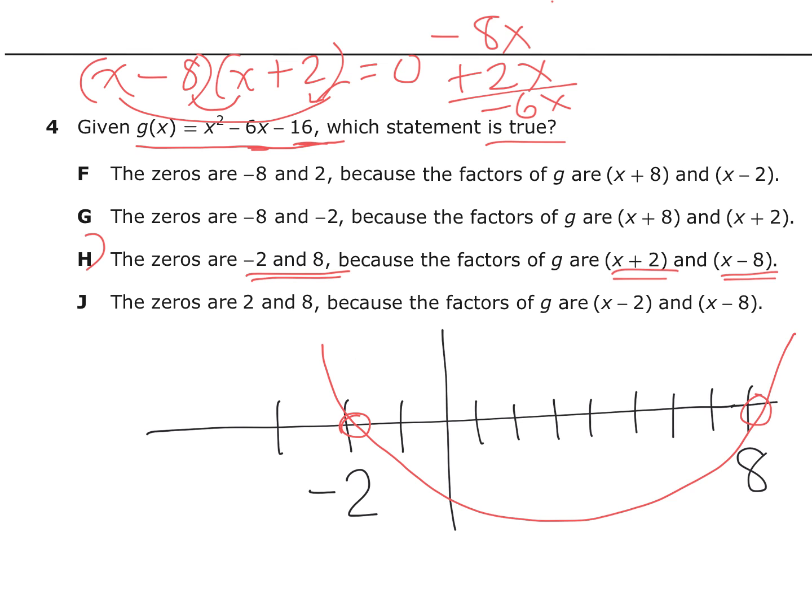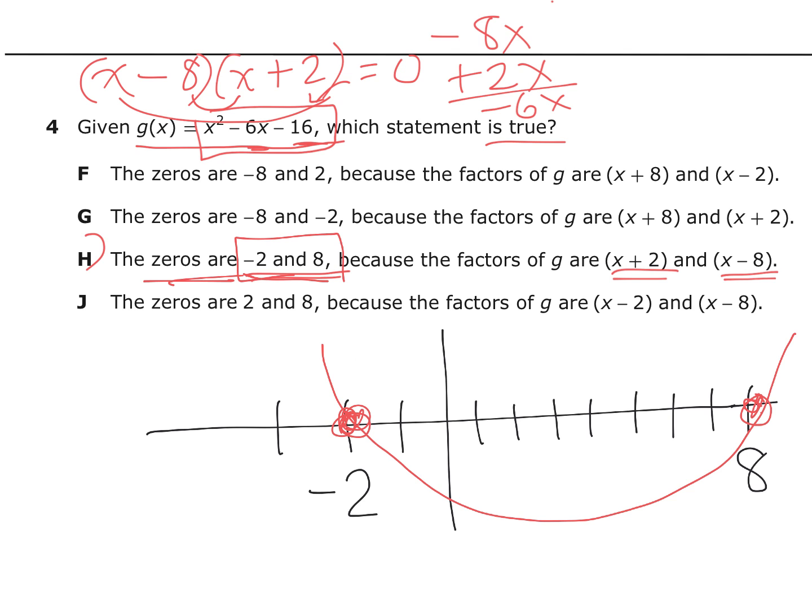Okay, a way that you could check this with your calculator is maybe you could graph this g of x, graph that as y equals x squared minus 6x minus 16. And when you graph it, you're going to see that the graph crosses at x equals 8 and at x equals negative 2. And so those are the zeros. So the zeros are at negative 2 and at 8.